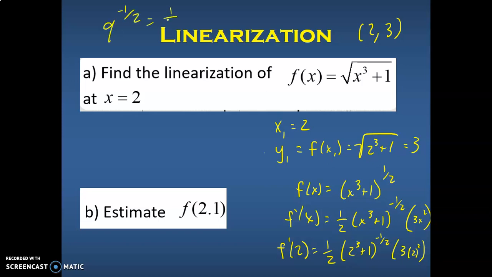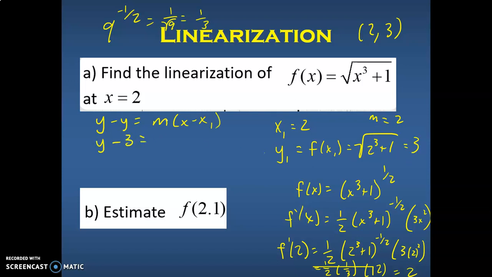9 to the negative 1/2 means 1 over the square root of 9, so 1/3. So I've got 1/2 times 1/3. 4 times 3 is 12. So 12 times 1/2 times 1/3 is 2. So my slope is 2. So basically, I'm just doing y minus y1 equals m times x minus x1. y minus 3 equals 2 times x minus 2. And then linearization just wants you to get y by itself, so add the 3 over. So L of x equals 3 plus 2 times x minus 2.